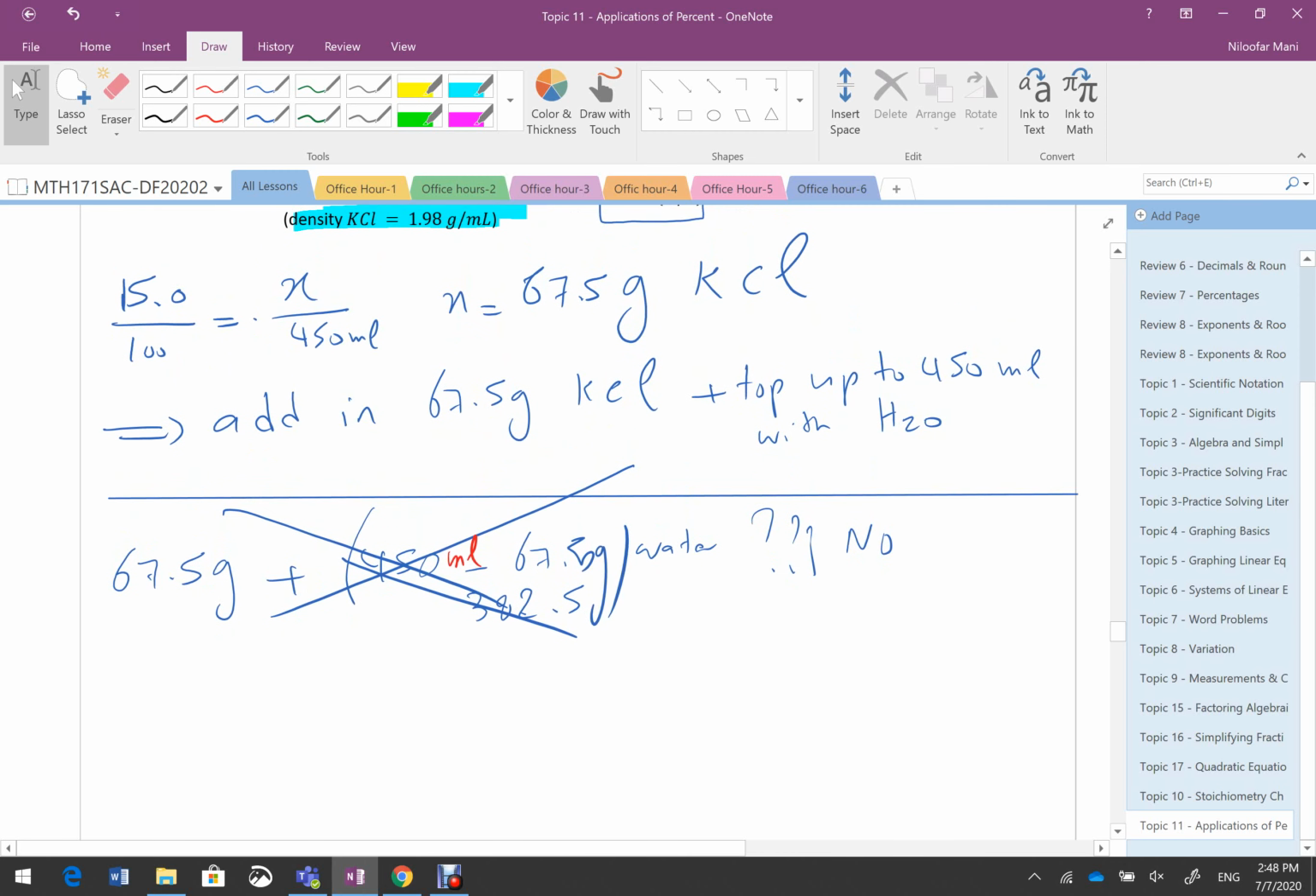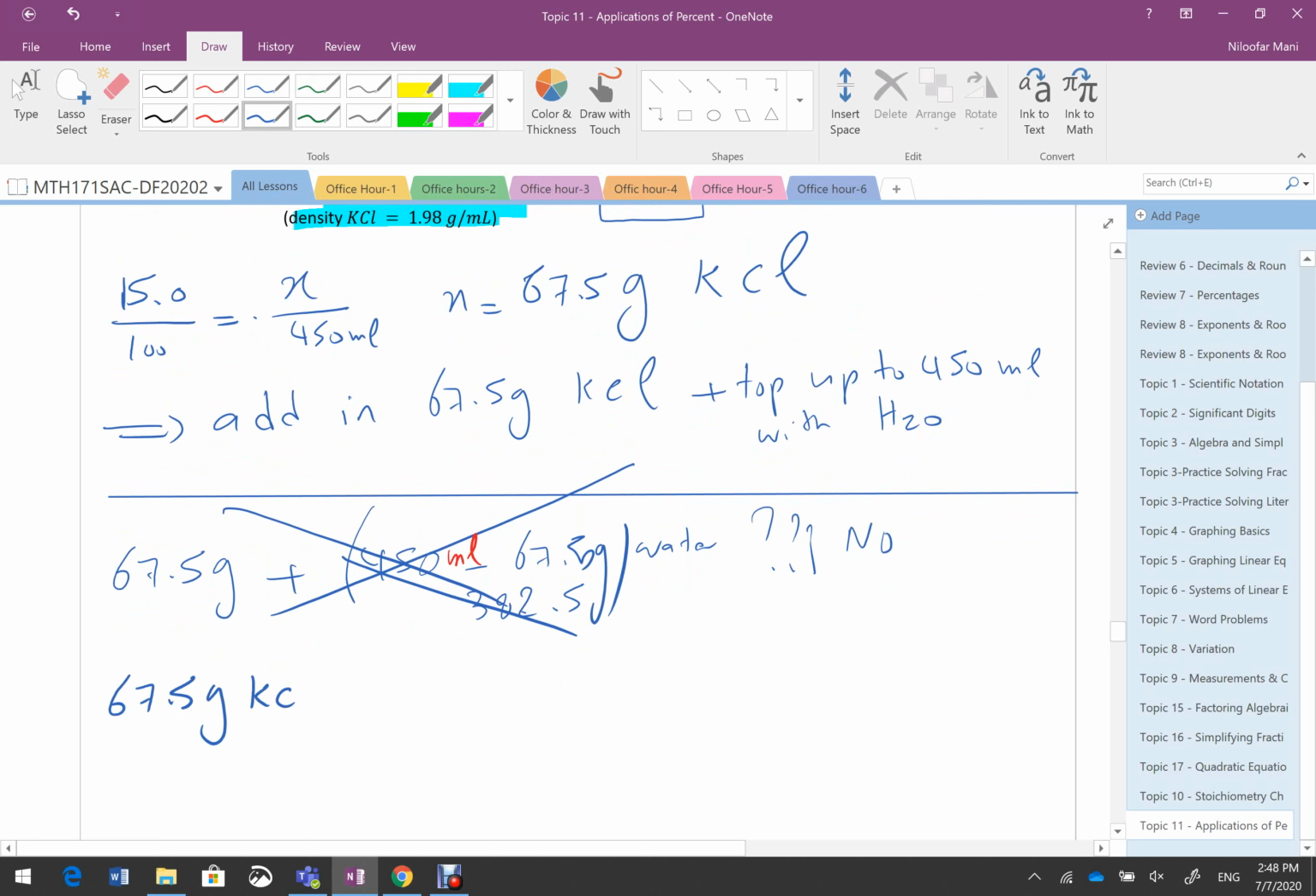So this question is not the same as the others. The first question was W and W. The second question was V by V. But here I have W and V. So I found KCl in gram. I want to change it to milliliter, so I need to use density.